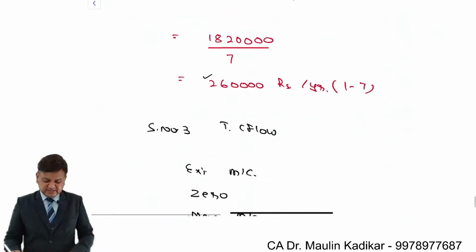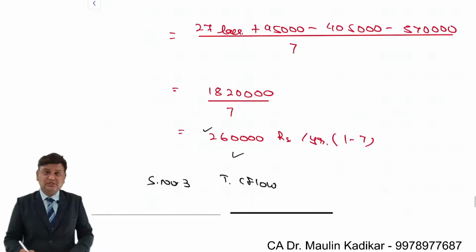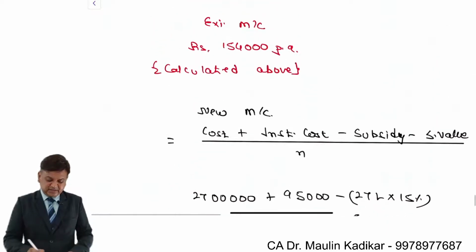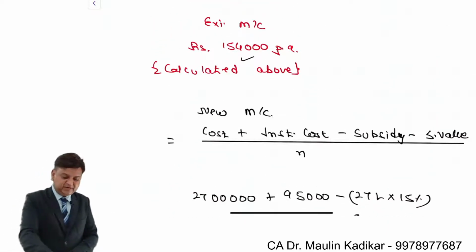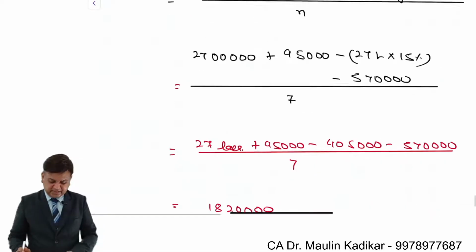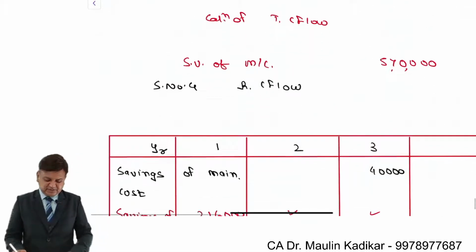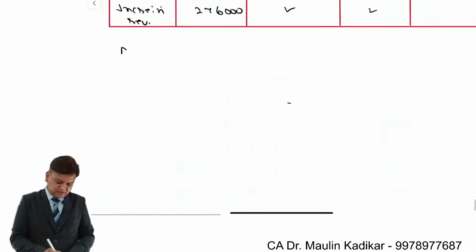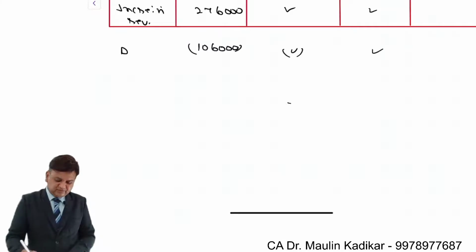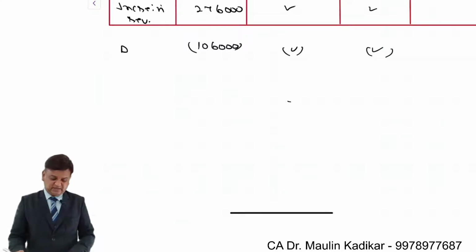We understand that the depreciation that we can claim is 260 with the new one. Otherwise it would be 1,54,000. So 260 minus 154. So there is an increase in the depreciation by 1,06,000. So depreciation 106. Year 1 to year 7 once again.